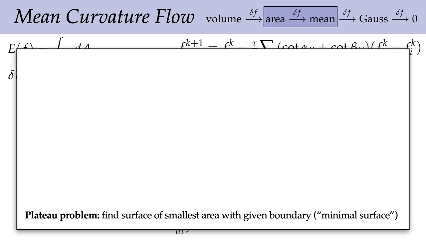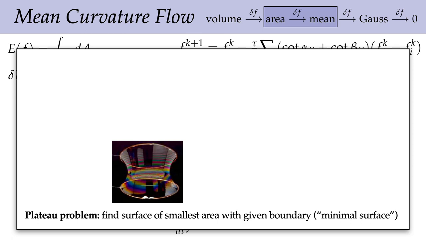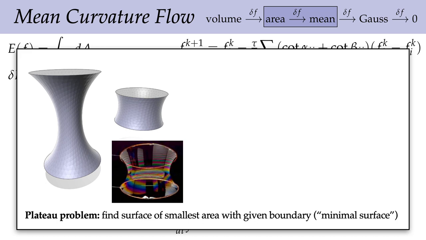So the perfect thing that this models is soap films. If I take some pieces of wire, here I have two loops of wire, and I dip them into soapy water and I pull them out, I'm going to get some kind of bubble that meets the wire at the boundary, and here I get this beautiful shape. So I can use mean curvature flow to predict or model the shape of these soap films. So here's two cylinders experiencing mean curvature flow.